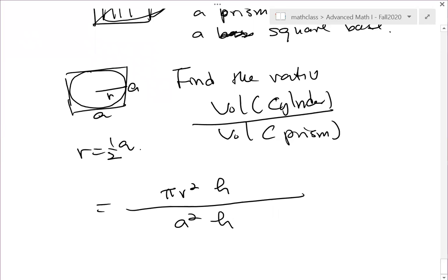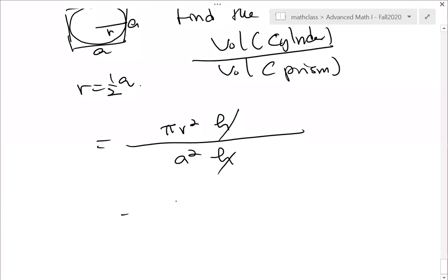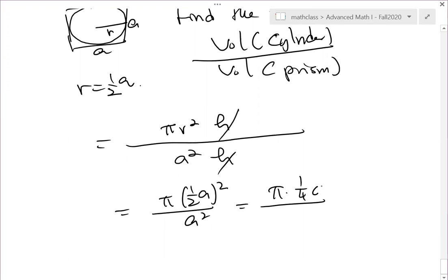H will be canceled out. It's really independent of the height. And we also know the relationship between r and a. So it's going to be pi times a quarter a squared, and a squared cancels out. It's pi over 4, which should be less than 1. That's true, because the cylinder is contained in the prism. So the answer is pi over 4.